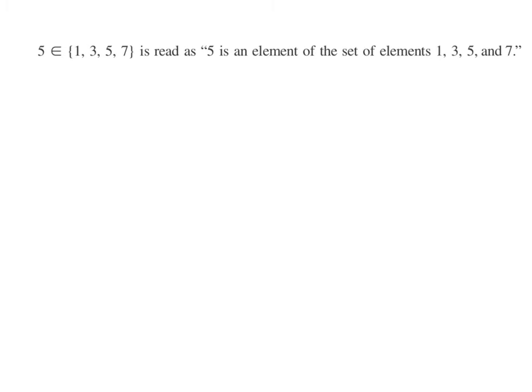All right. What this means, and you're going to have to do this in your homework, okay? 5 is an element of. That's what this means, is an element of. So 5 is an element of this set. The set of elements 1 through 5 and 7. I don't know how to draw that without making an E.